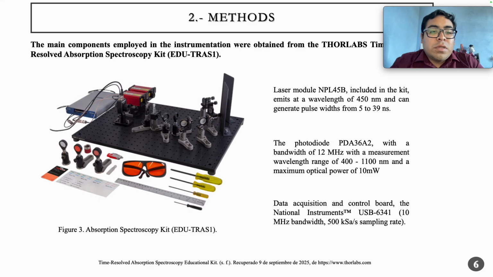Then the photodiode, PDA36A2, with a bandwidth of 12 MHz, with a measurement wavelength range of 400 to 1100 nanometers and maximum optical power of 10 milliwatts. And finally, the data acquisition and control board, the National Instruments USB-6341, with 10 MHz of bandwidth and 500 kilosamples per second sampling rate.